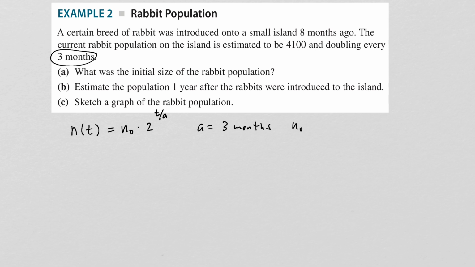But we do not know what N naught is. We don't know the initial population. However, we do know the population after 8 months, so N of 8 is equal to 4,100. So we can plug in 4,100 for N of t, and N naught we don't know, and then we have 2 to the power, and t is 8 because the 4,100 happens after 8 months, and then divided by 3, which was the doubling time.